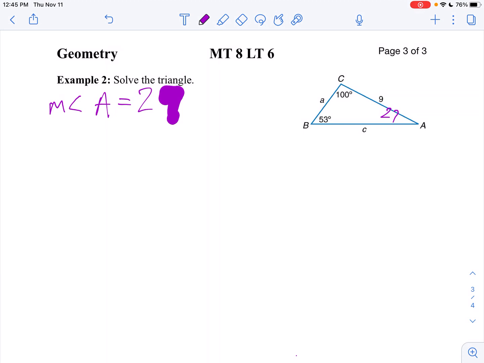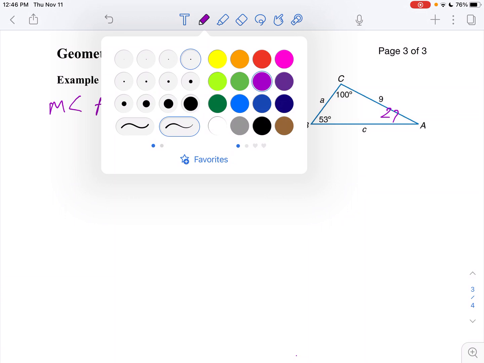Whoa, sorry about that. I don't know what I did there. Let's try that again. Oh, I made it thicker for some reason.